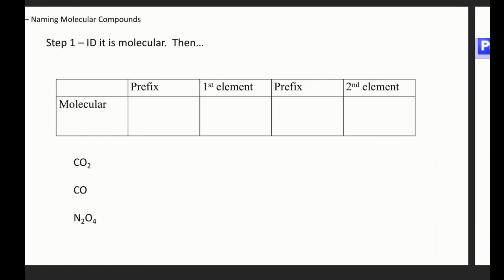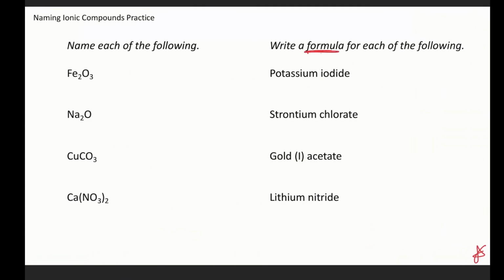Write a formula for each of the following. First, we are going to identify if it's ionic. And then we're going to do type 1 or 2. And then we're going to do binary or poly. And that's what we're looking for.